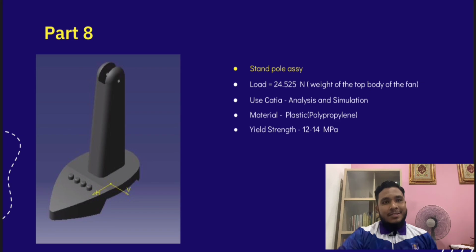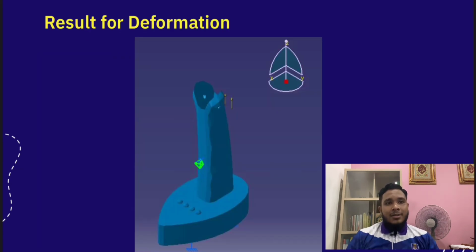Okay, next, this is the second part that we chose to do this analysis. It is a stand pole AC. The load applied to this part is 24.525 Newton, which is the weight of the upper part from this part that we chose. Same like before, we use CATIA to do this analysis. The material is also the same, which is plastic, polypropylene, and the yield strength is also the same, which is 12 until 14 megapascal. Okay, this is the result for deformation.